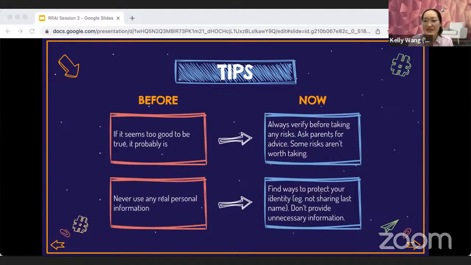I remember when I was a teen, my parents always said to me to never use any real information online. So, use a fake name and a picture of something else, sort of thing. But it can feel kind of awkward doing so when your peers all use their real names and real photos. So if your kids want to be active online, you can talk to them about finding ways to protect their identity as much as possible, like not sharing their last names and not providing any unnecessary information, like how old they are and what school they go to.